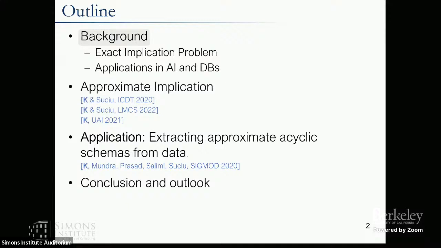And then in the time I have left, I will briefly discuss an application of some of these ideas in a problem that basically comes from relational databases, but has many parallels also for probabilistic graphical models. And in particular, for learning the structure of graphical models, it will have a lot to do with it.